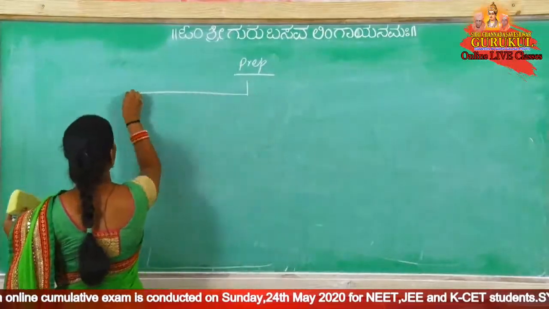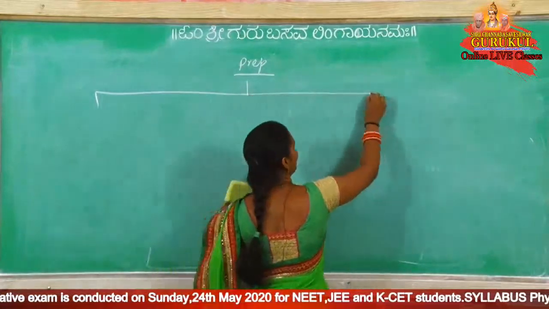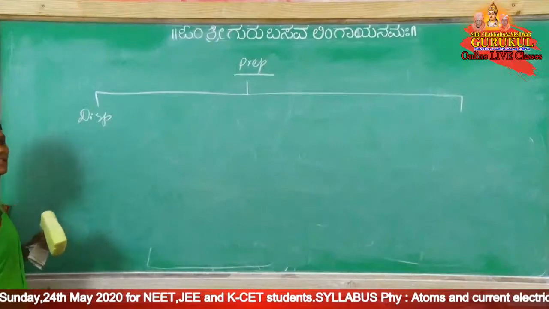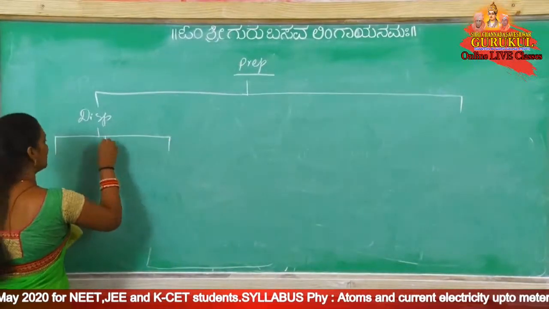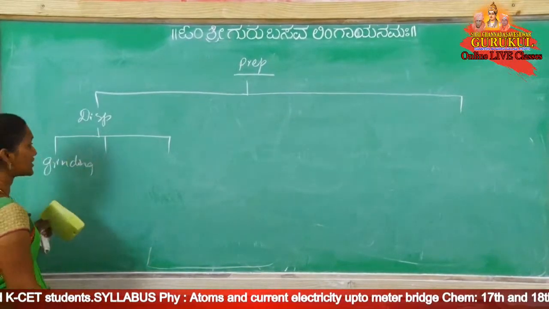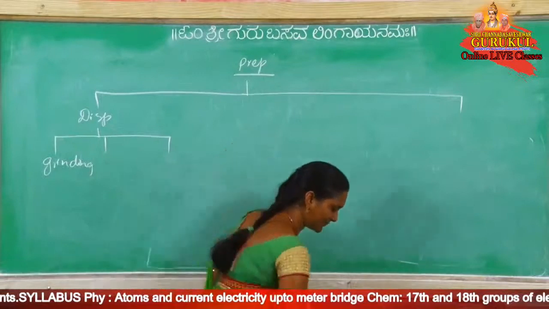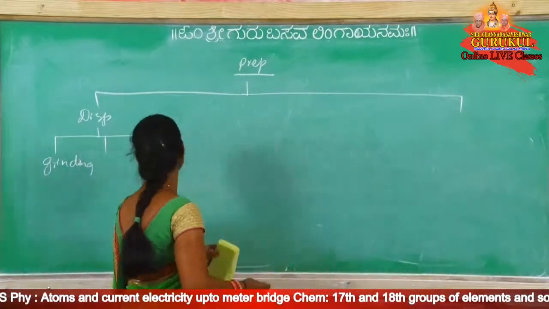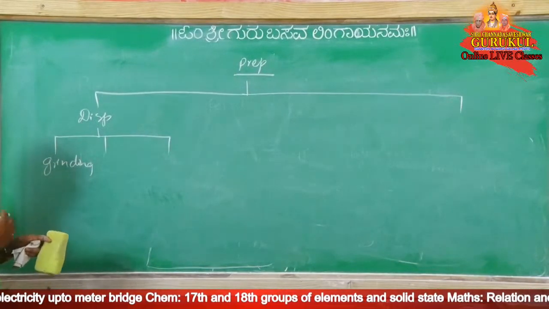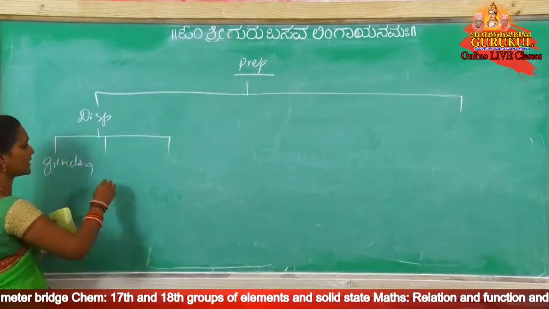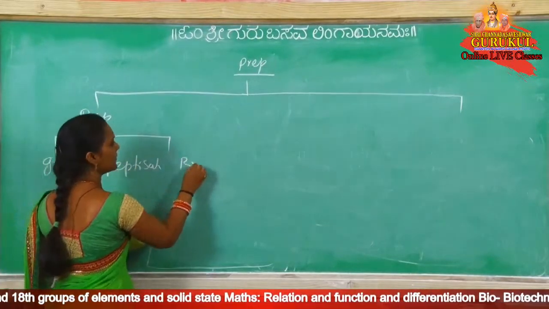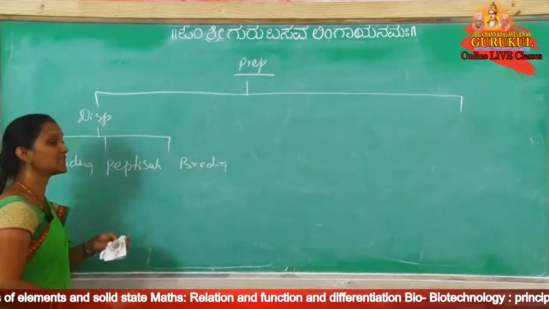So what we did here, two methods we are taking: the dispersion method and the condensation method. In dispersion, three methods we are following. What are the three methods? First one is a grinding process, second one is a peptization process, and third one is Bredig's arc method. These are the three methods in the dispersion method.